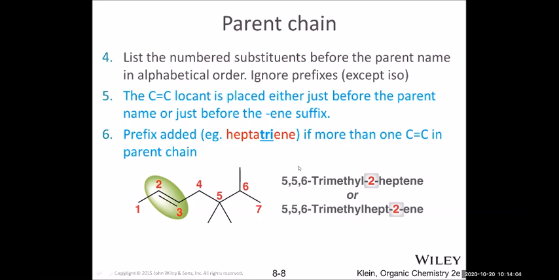If there's more than one double bond, we add the prefix right before the "ene". For example, if the longest chain has 3 double bonds, then the name is heptatriene. So we add the prefix "tri" right in front of the "ene", and then later show the locations of those double bonds.